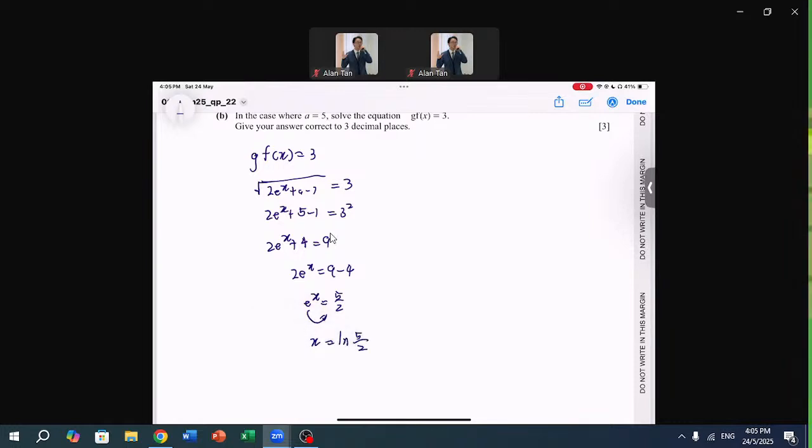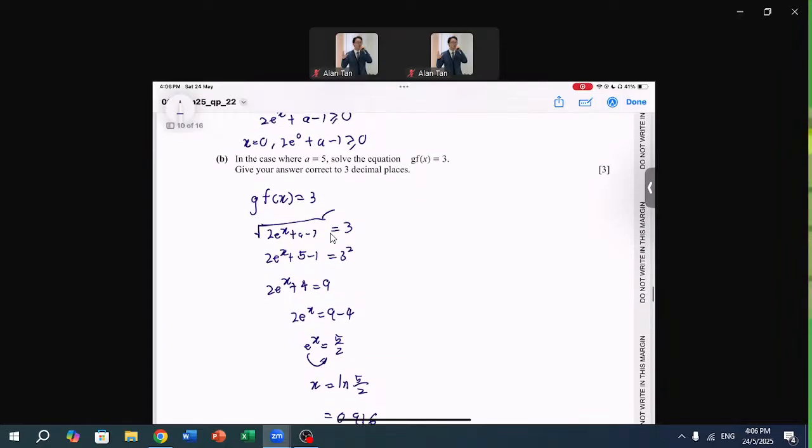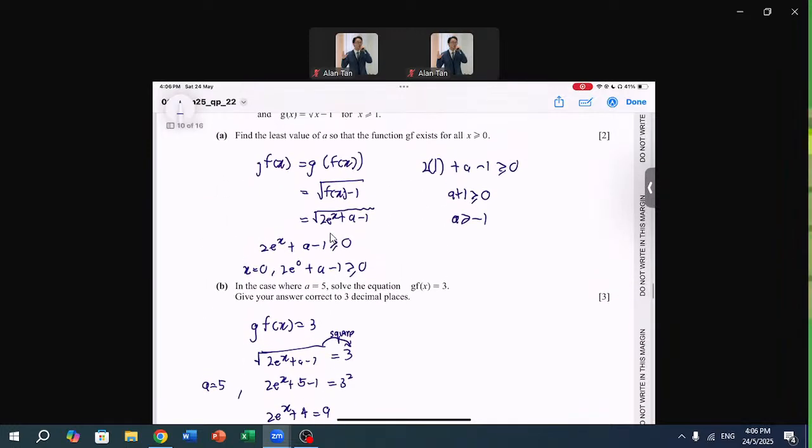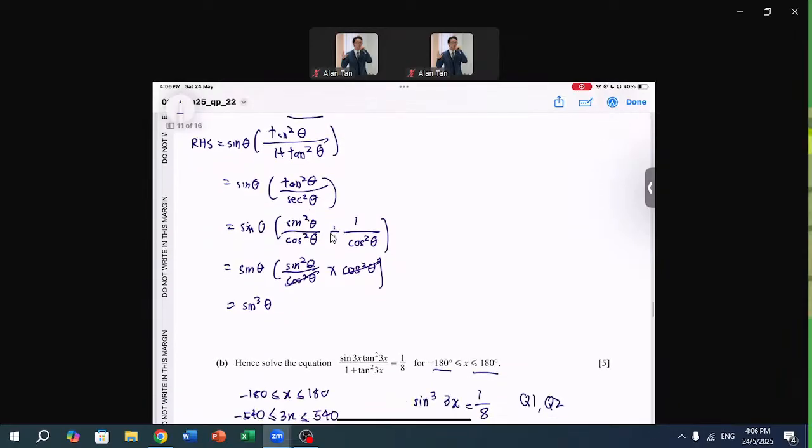They want us to give it correct to 3 decimal places, which means we have to put it into decimals. We get 0.916. Square root is brought over to become square. With a equals 5, that is the square root of 2e^x plus 5 minus 1. This should be correct. So that solves the equation.